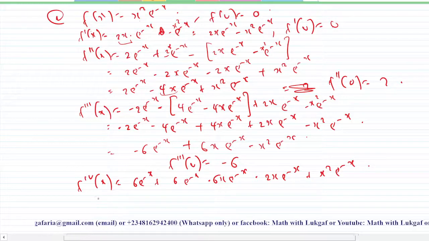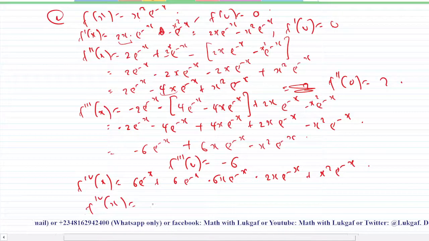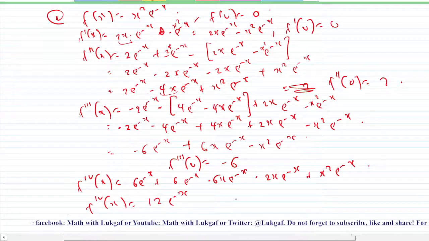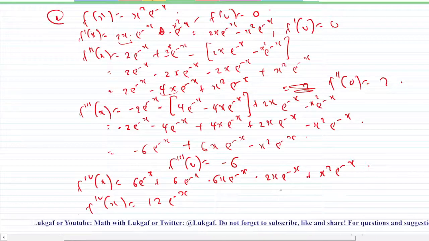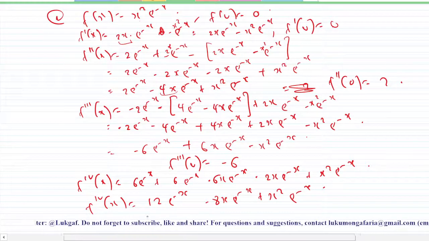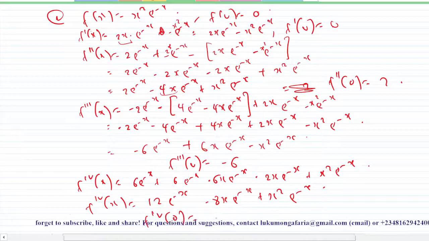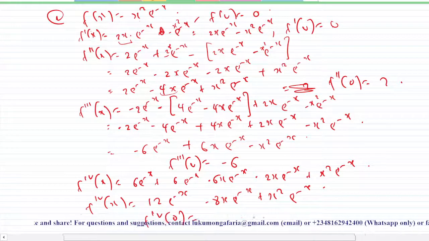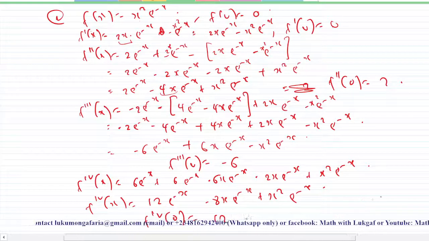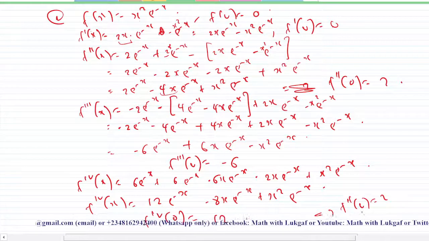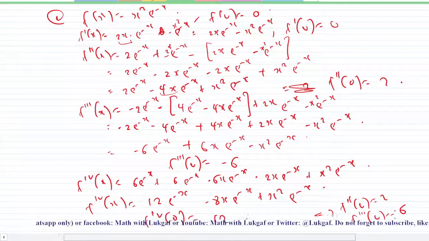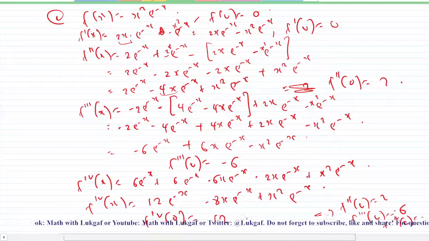So f fourth of x is going to give me 12e raised power minus x, minus 8x e raised power minus x, plus x squared e raised power minus x. So then you have that. If you find your f fourth of 0, that's going to give you 12. Can you see that now? Then I found that my f double prime of 0 is equal to 2. F triple prime of 0 is equal to minus 6. And f fourth of 0 is equal to 12.